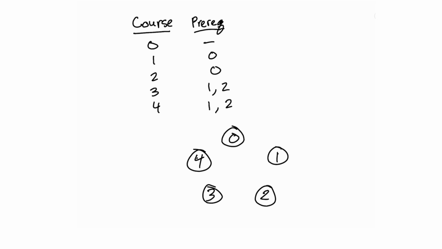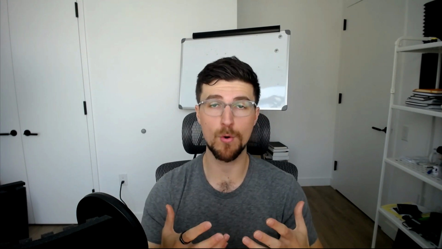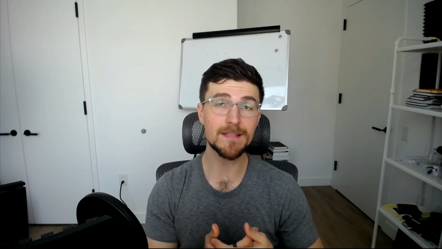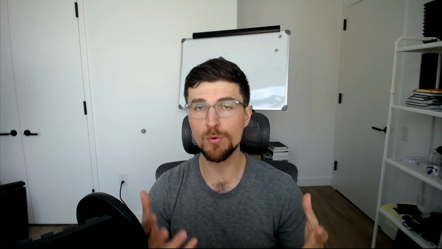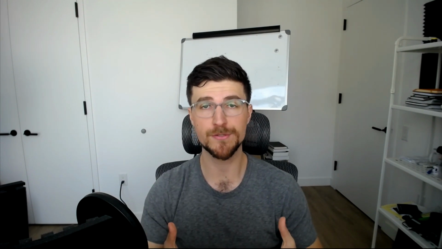We can draw these in as directional edges where the course points to its prerequisite. So 0 points to nothing, 1 is going to point to 0, 2 is going to point to 0, and then 3 and 4 are both going to point to 1 and 2. Now that we have this graph, the question is, how do we find an ordering that is valid? And the answer is that we actually already have a tool for that, which is topological sort.